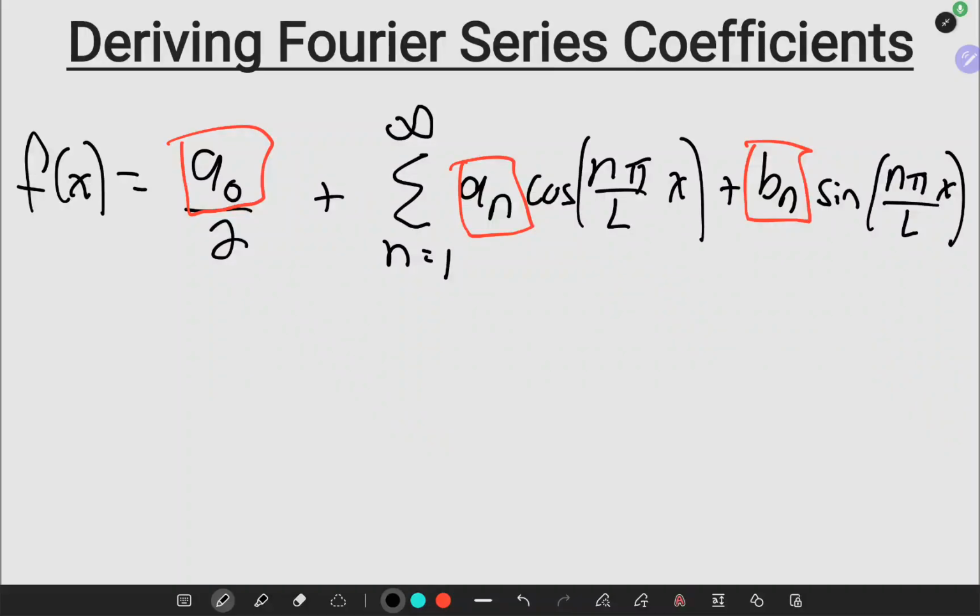In this video, I'm going to show you how to derive the Fourier coefficients. In the last video, I showed that this was the goal of Fourier series: to be able to solve for a sub naught, a sub n, b sub n, and then plug them back into this, and this would be our final answer for our PDE. But how do we get a sub naught, a sub n, and b sub n? Well, let's start with a sub naught.